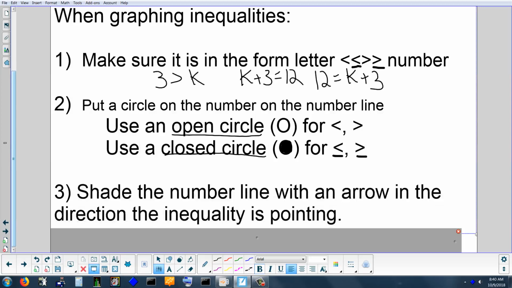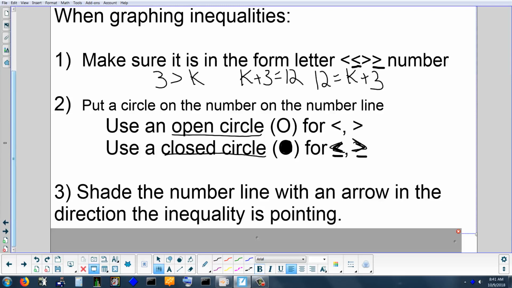Last step. All right. So for step 3, you have a blank, right? You're going to shade the number line with an arrow in the direction the inequality is pointing. So if I had a less than, I'd draw a line coming from my open dot or closed dot going left. If I had greater than, I'd go right. Same thing here, even when it's less than or equal to or greater than or equal to. Whatever way your arrowhead is pointing. My arrowhead's pointing left, draw my line to the left. My arrowhead is pointing right, draw my line to the right.